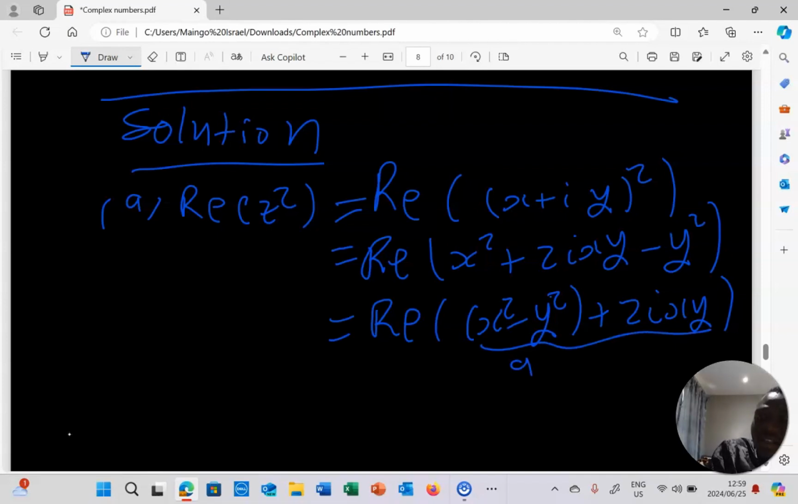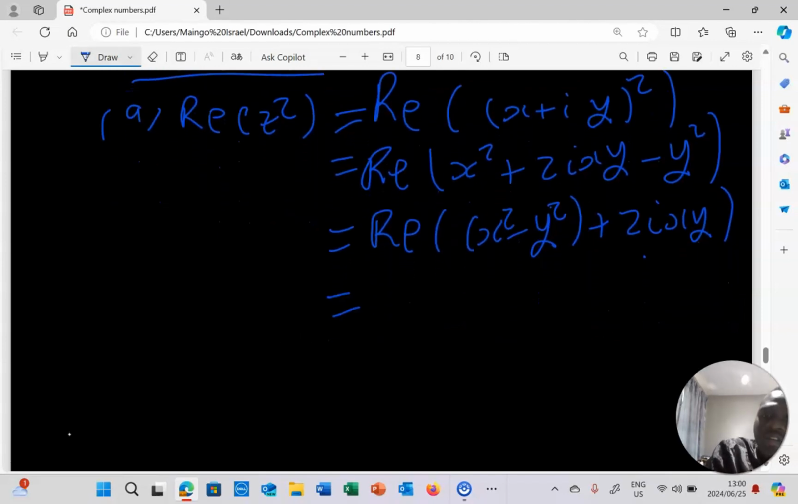So what is the real part of this? This is just an a, and 2xy is b, so this is just like ib. Then the real part is the one which does not have the imaginary unit. So it is very clear that the real part of this one is x squared minus y squared, and that's the answer.